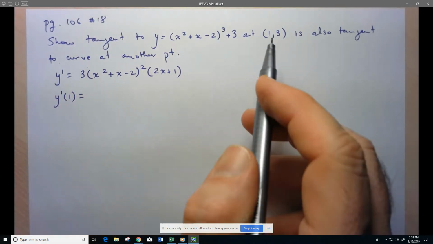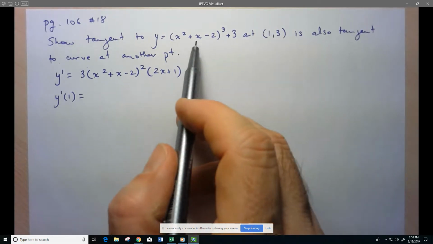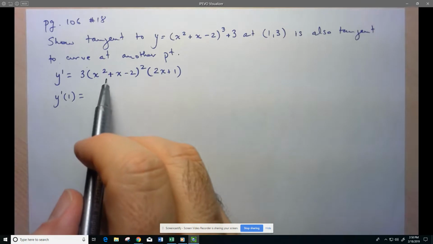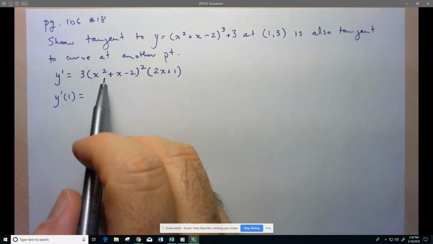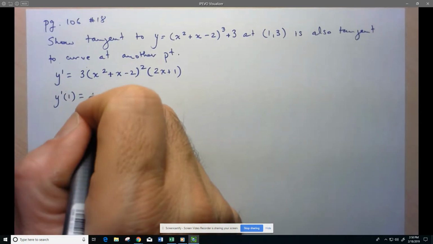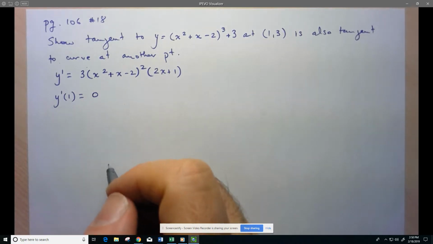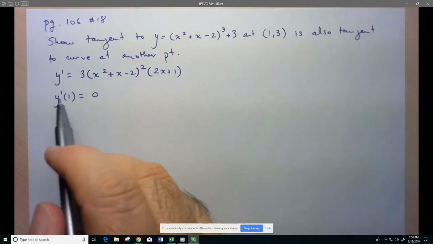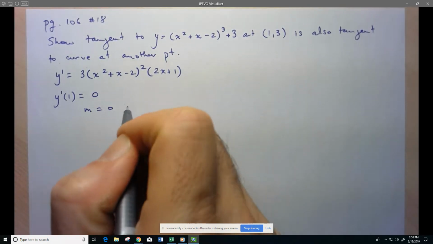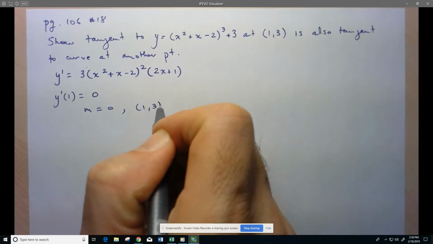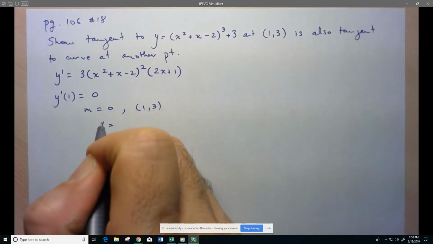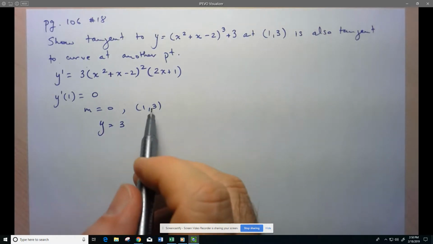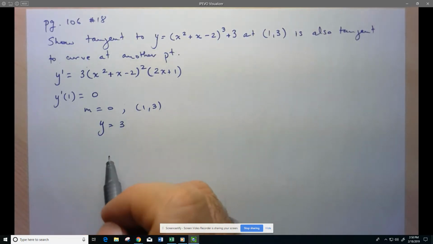I notice here that 1 made this whole expression inside the bracket equal to 0, and this expression also shows up as one of the factors in the derivative. So in fact, this is just going to be equal to 0. So we're actually looking at a horizontal tangent. Since the slope is equal to 0 and it passes through (1, 3), my tangent line is just going to be y equals 3. It's the horizontal line that has this y value, y equals 3.